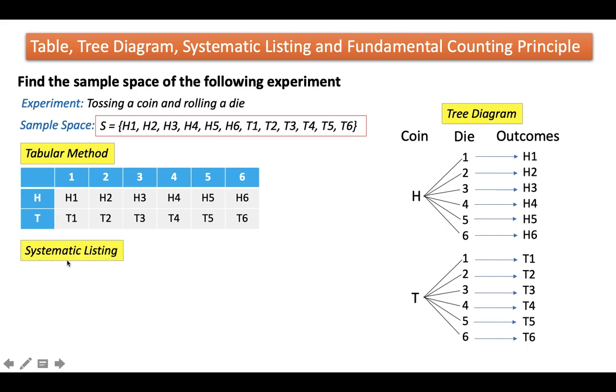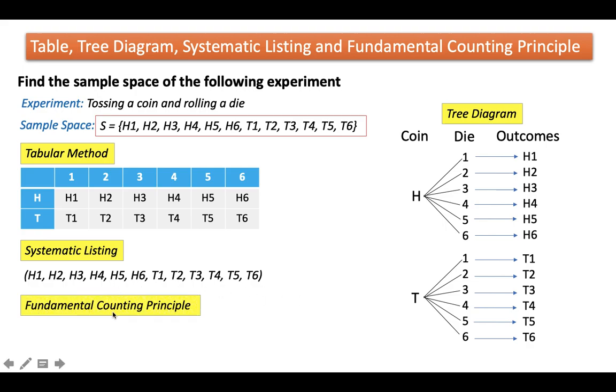You can also use the systematic listing. Here, you will simply write the outcomes in an organized and systematic way, so that you will make sure that no outcomes will be overlooked.